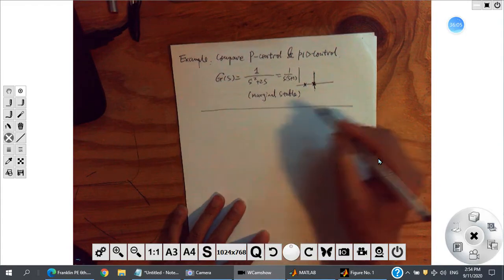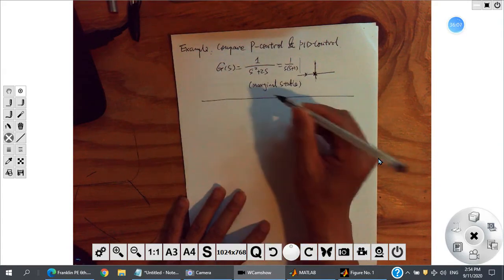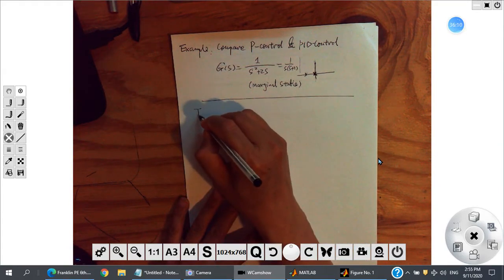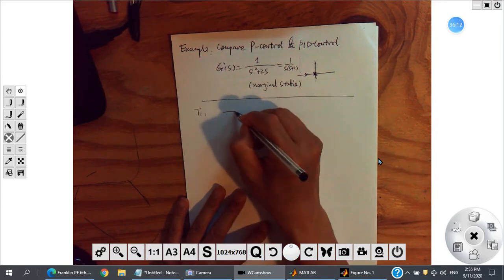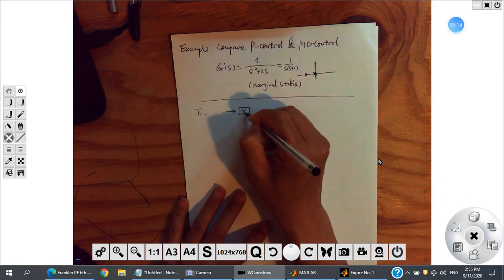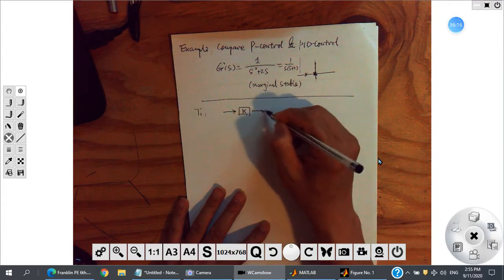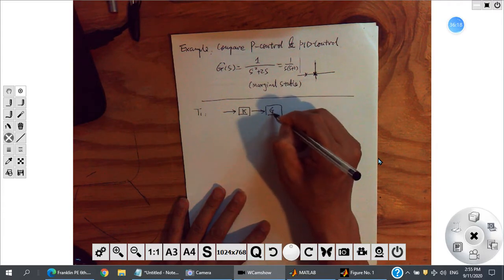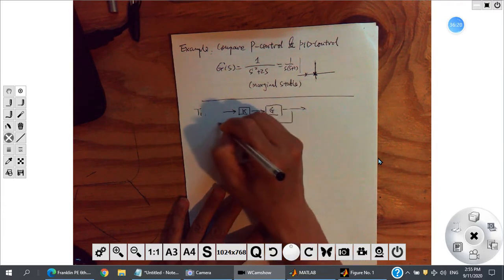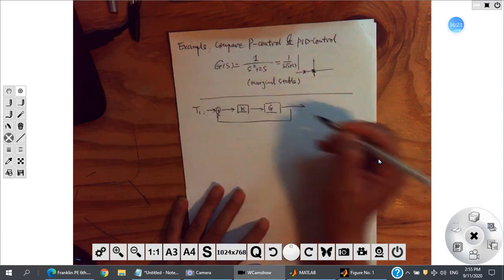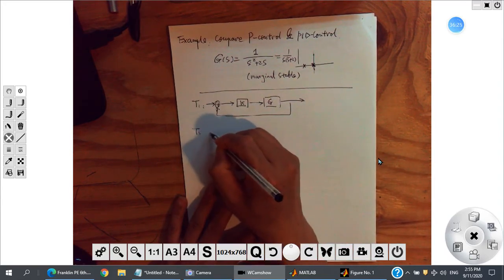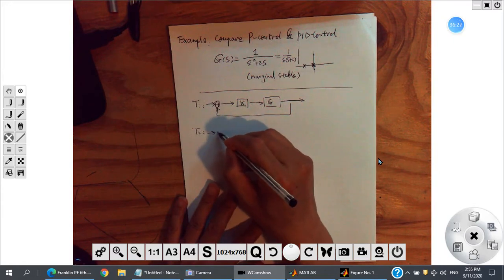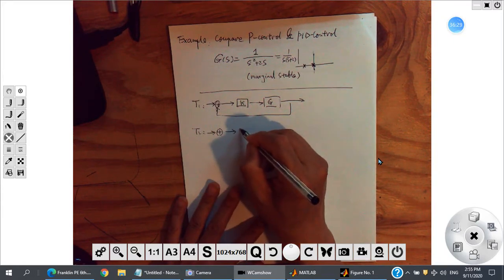Now, T1 is just a feedback with a K, the proportional controller. And T2 is, let's say, with the D.